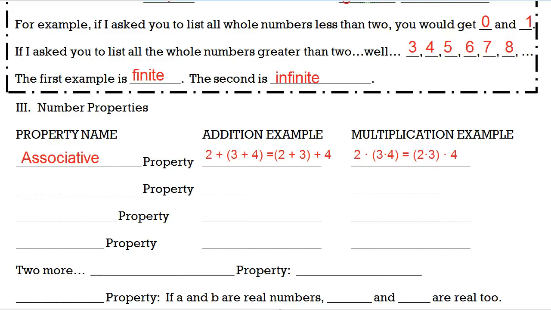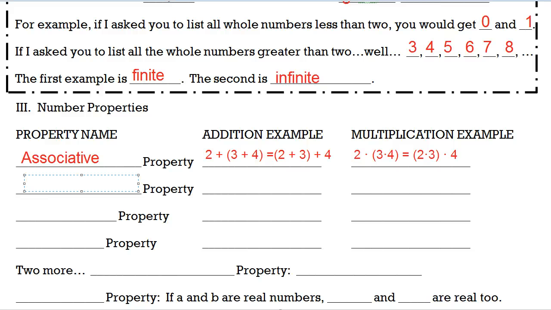But if you actually crunch the numbers, if you actually try and figure out what the answer to both sides are, well, it's the same. 24 on the left, 24 on the right. That's a number property. It holds true every time for addition and for multiplication. It does not hold true for subtraction and division. That's why we don't talk about it for subtraction and division.